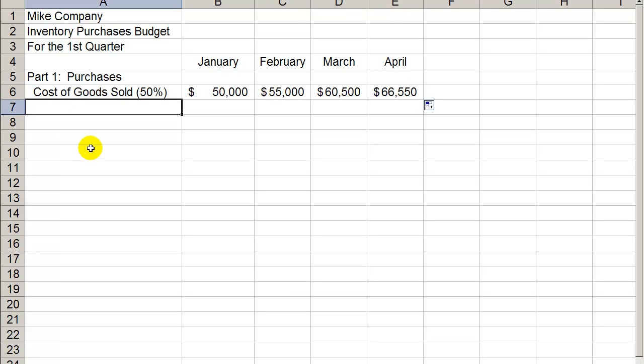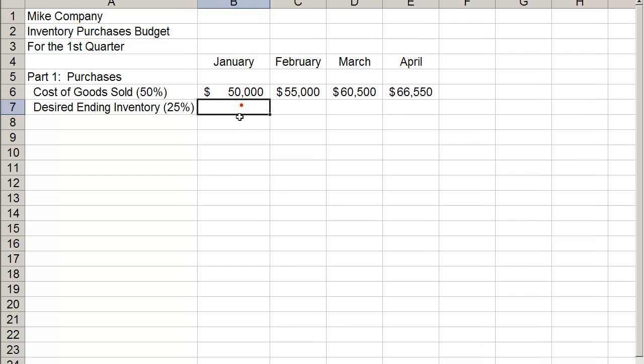The next component of how you determine the amount of inventory you need to purchase is your desired ending inventory. In this problem, point 4 tells us that Mike Company likes to keep an ending inventory equal to 25% of next month's cost of goods sold. As such, in January, we expect our desired ending inventory to be 25% of February's cost of goods sold. So, in January, it's equal to 0.25 times the 55,000.